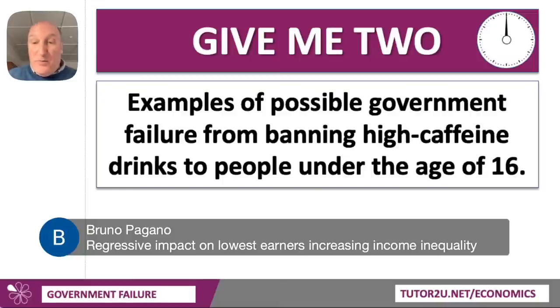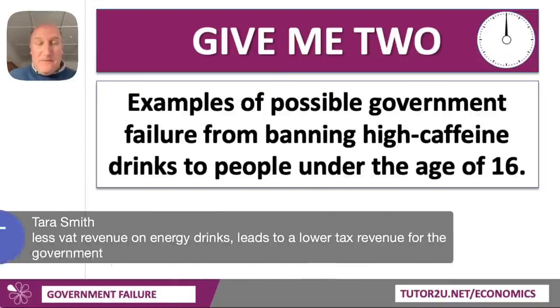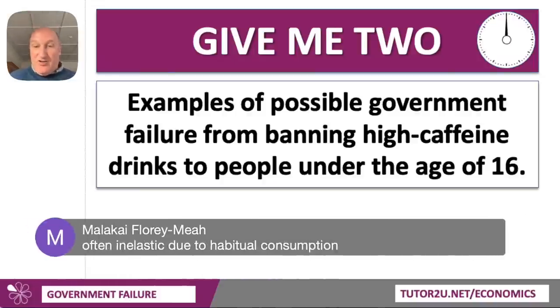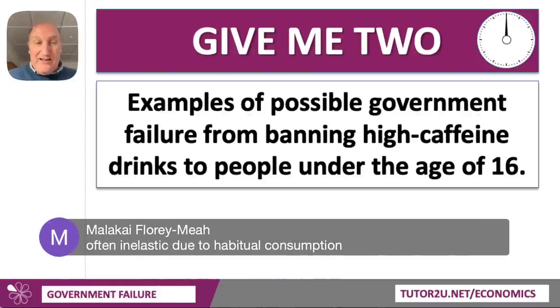Yeah, a lost revenue. A lot of people talking about the impact on employment for small retailers. Tara's point: less VAT revenue on energy drinks leads to a lower tax revenue for the government. Absolutely. Malachi's got a good point about often inelastic due to habitual consumption. And Christian talks saying kids at school will sell privately. They probably will do at my school.